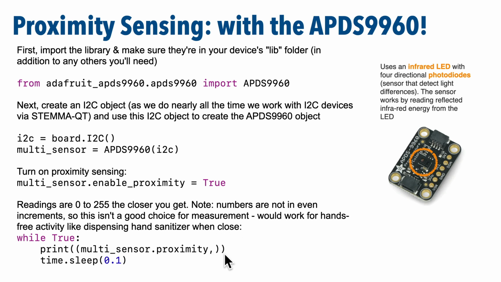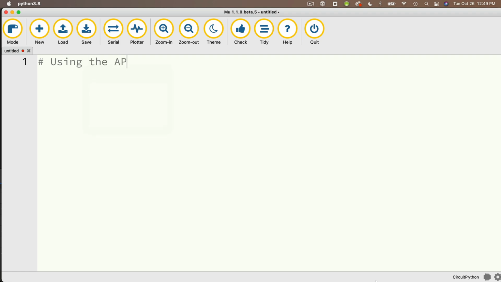And in the prior CircuitPython School videos, we mentioned that this was how we could get these results to display in the plotter in Mu. So let's code this up. So let's write code for using the APDS9960 multisensor.